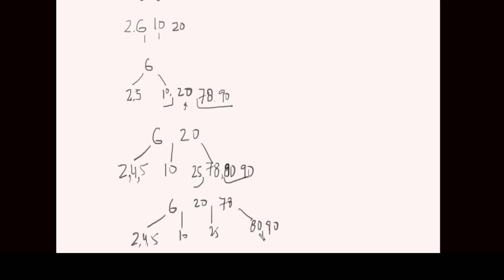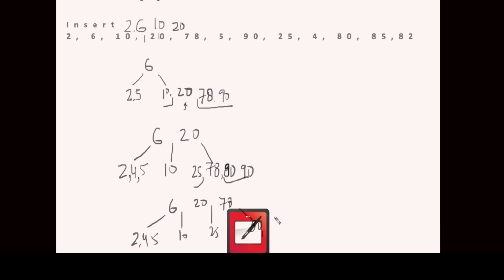Then 85. So 85 is going to be inserted here. So let us insert here 85. And then the last to be inserted is 82. So when you insert 82, 82 should be actually inserted here. So let me make some space for 82. So it will look like 82, 85, 90.